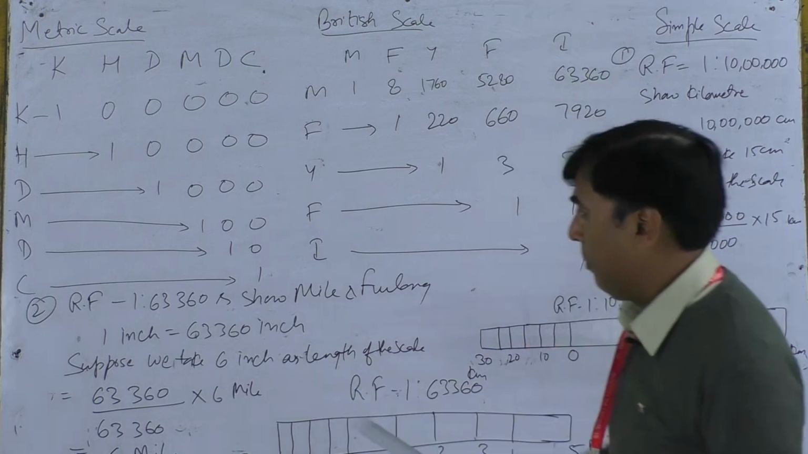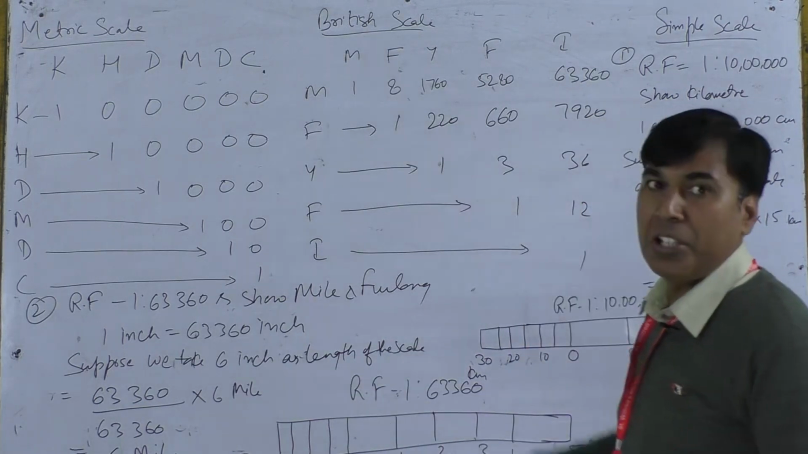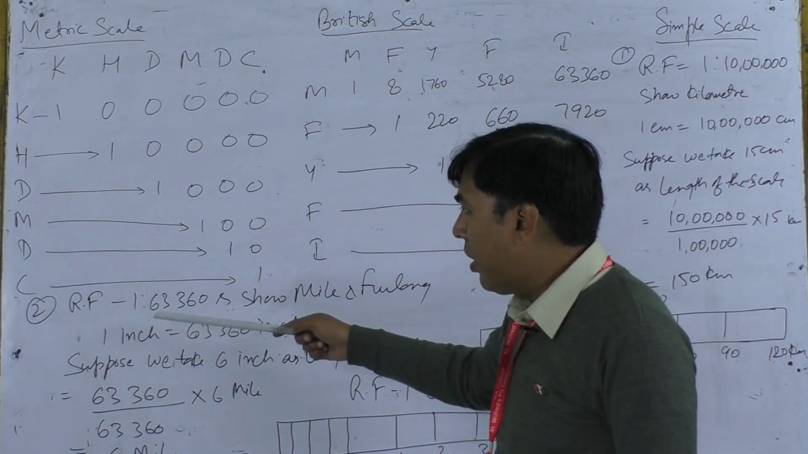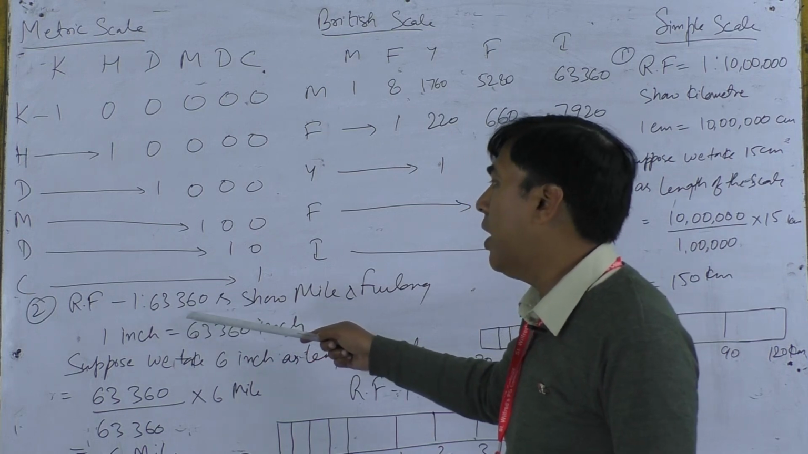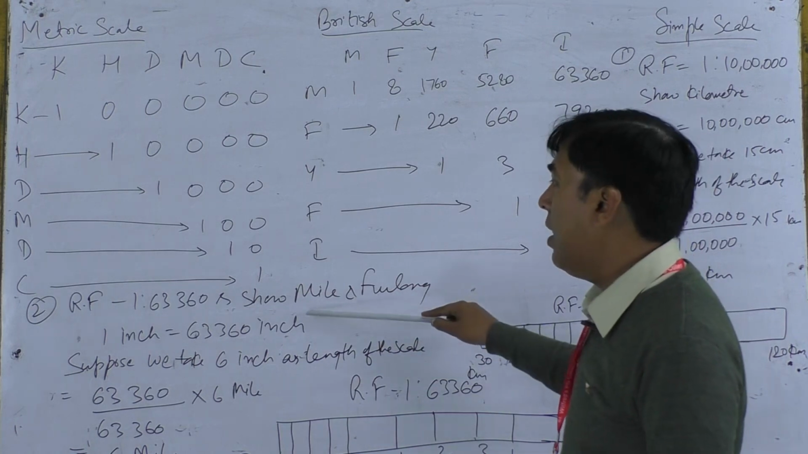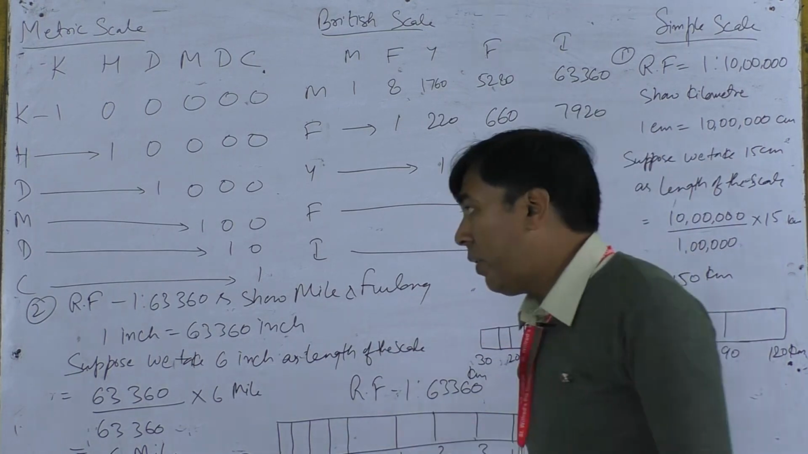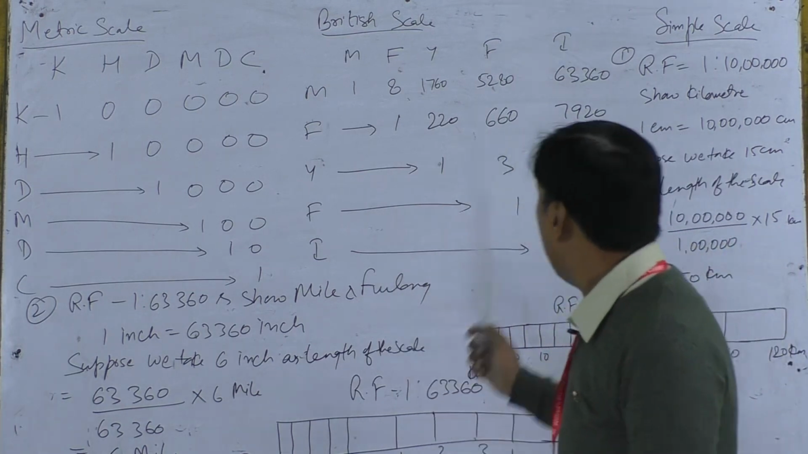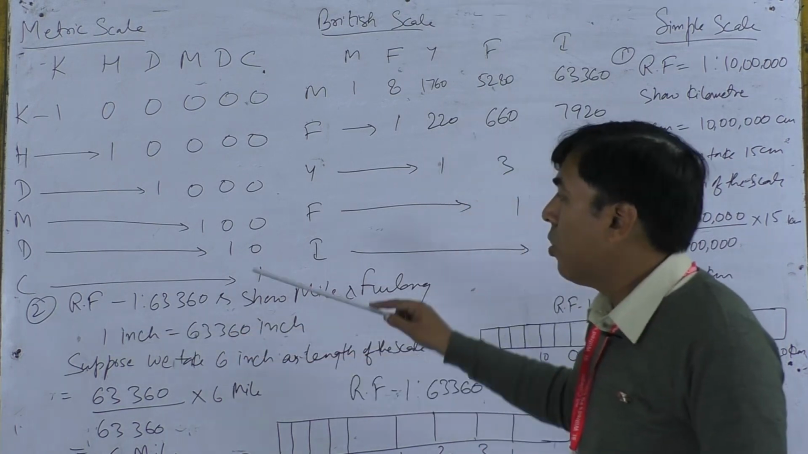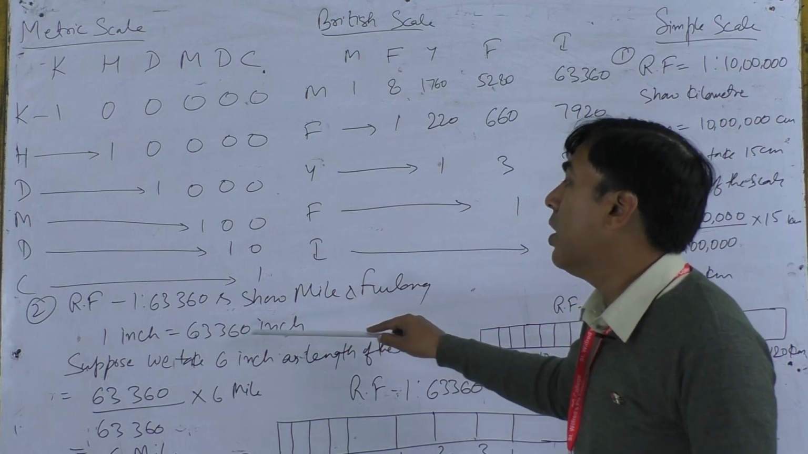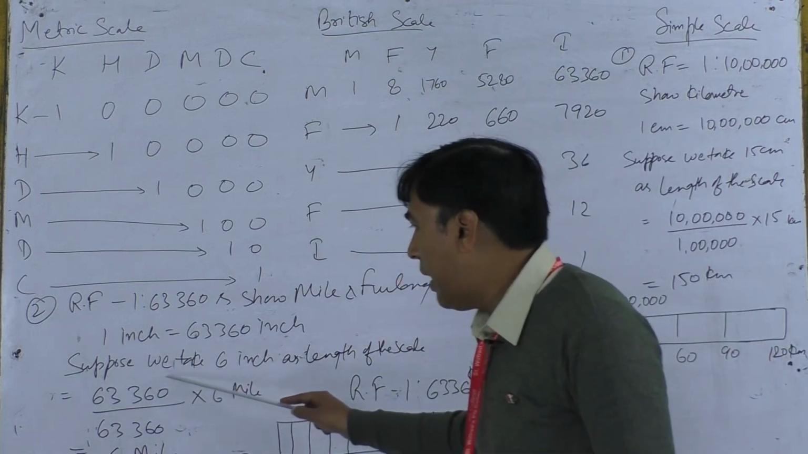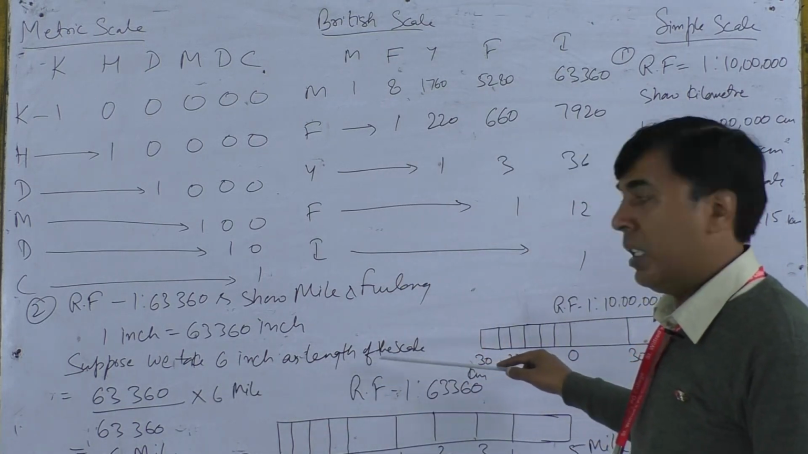Now this is the second example, on the basis of the British scale. So now the question is: RF is given as 1:63,360, and show mile and furlong. So what will we do? We will do the same thing. Suppose we draw a 1 inch line, so it will show 63,360 inches actual distance on the ground. Suppose we take 6 inches as the length of the scale.